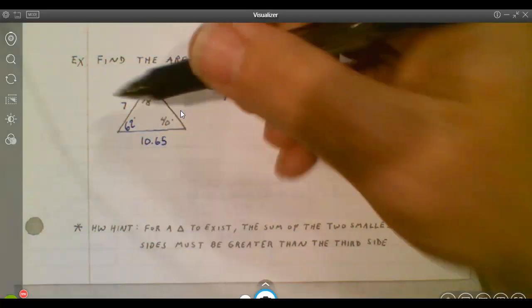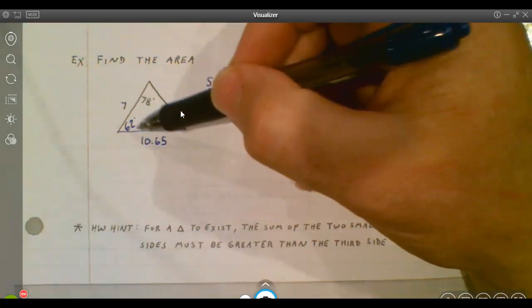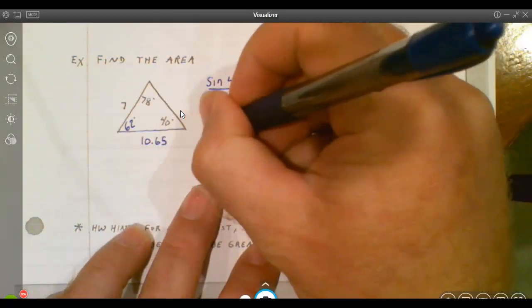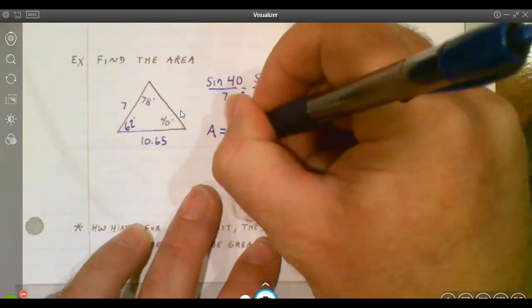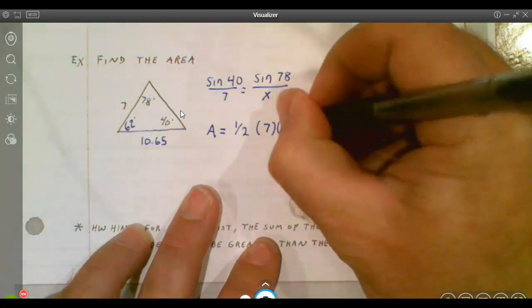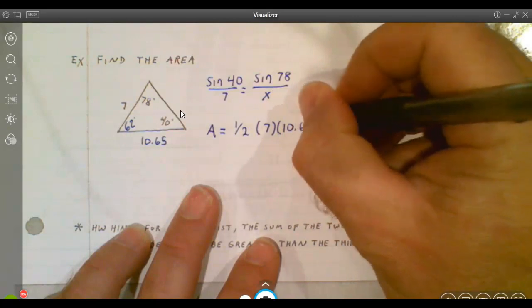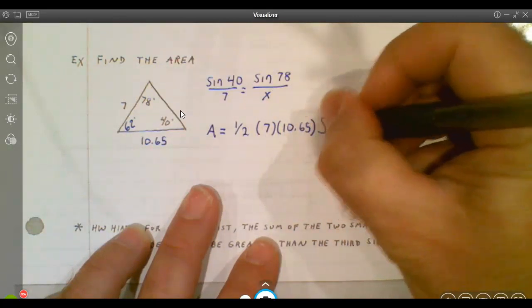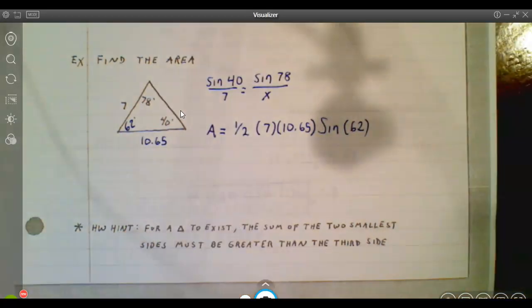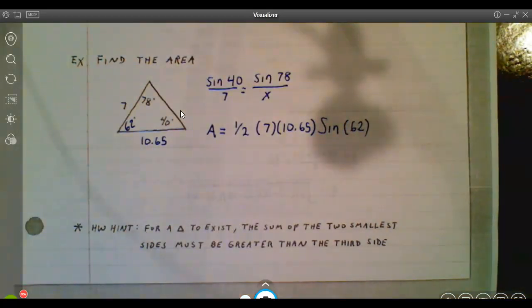Now you'll notice I have an SAS scenario, and so now I could find the area by doing the 1/2 ab sine C. That would be my setup, and of course you could just plug that into your calculator and you've got your area. Little homework hint down here.